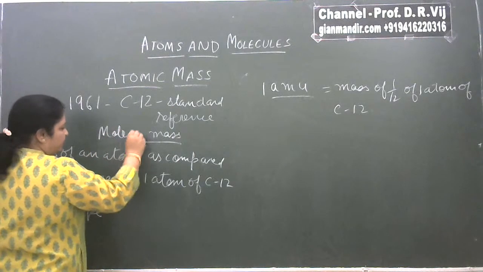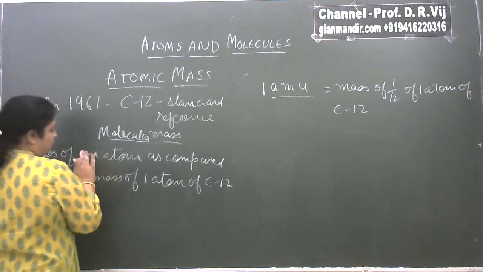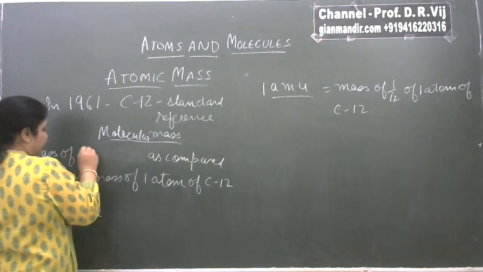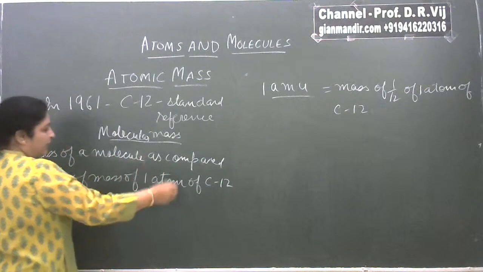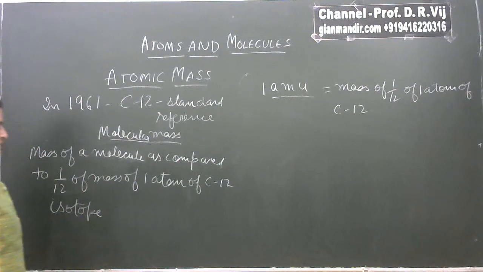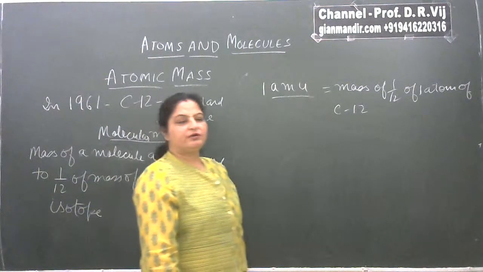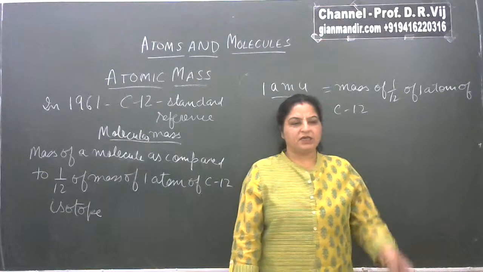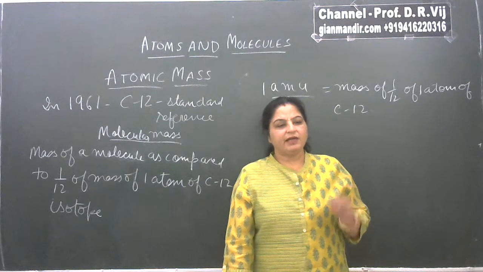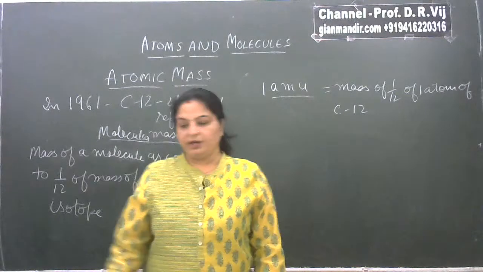Everything remains the same with a very small change. So the molecular mass is the mass of a molecule, right? So molecular mass is the mass of a molecule as compared to 1/12 of mass of one atom of carbon-12 isotope. That means if we say that molecular mass of water is 18, that shows that one molecule of water is 18 times heavier than 1/12 of one atom of carbon-12, right?